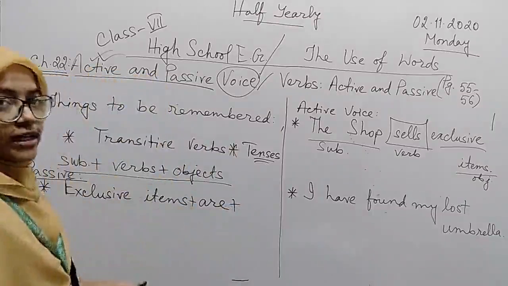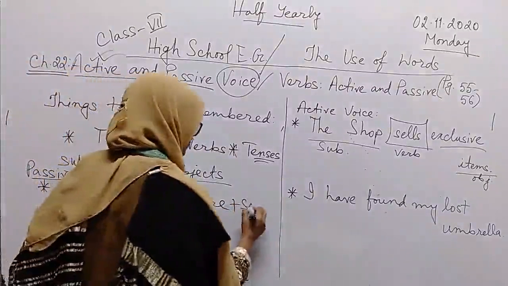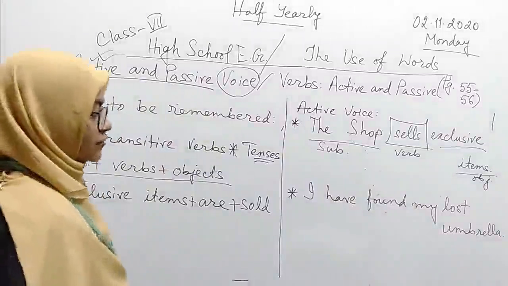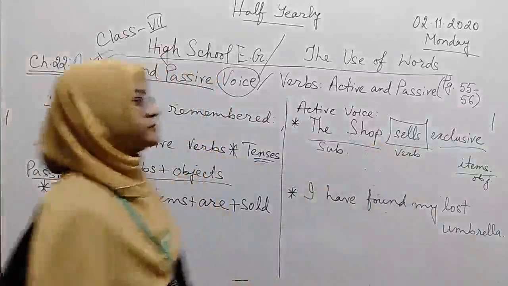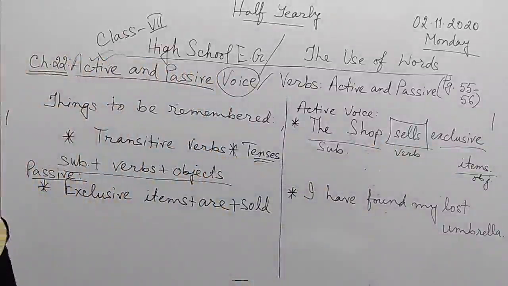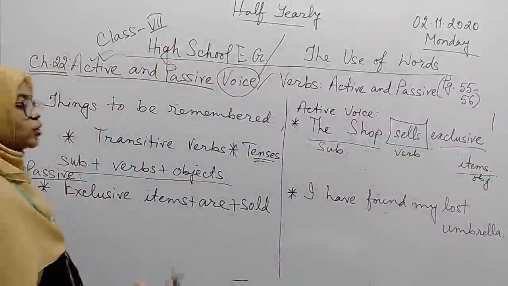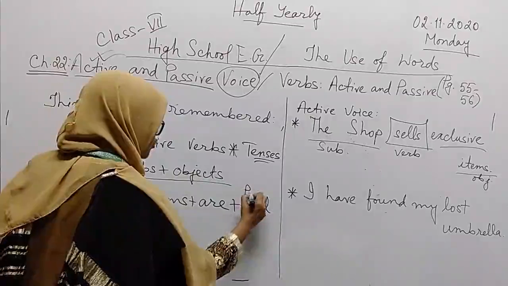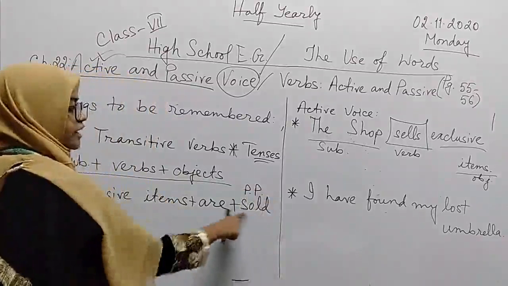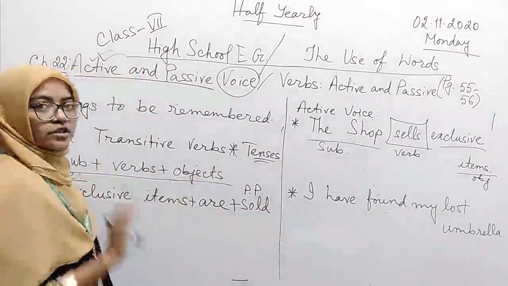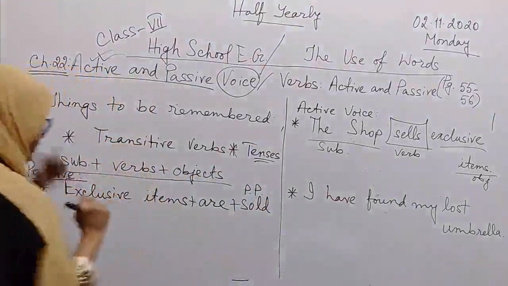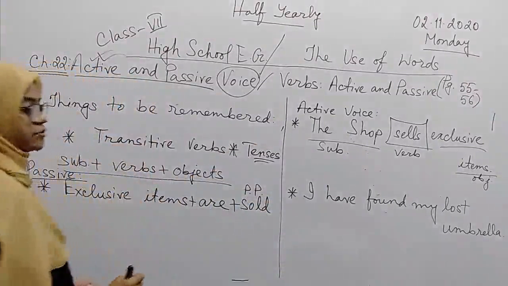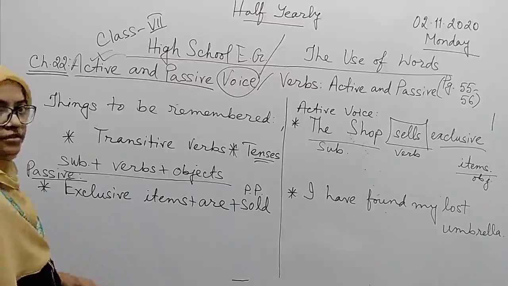the next thing we do is we write the past participle form of the main verb in the active voice. So we always, with no exception, use the past participle form of the main verb used in the active voice. Remember that. So, exclusive items are sold. Sold is the past participle of sell.